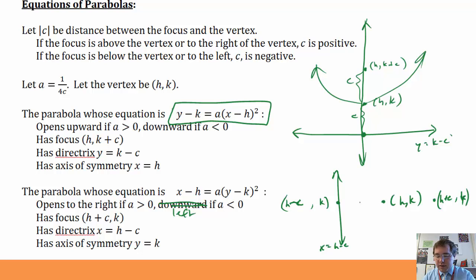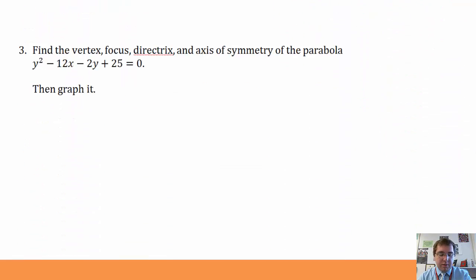Axis of symmetry then is the horizontal line, y equals k, that goes through the vertex and the focus and is perpendicular to the directrix. And my parabola would look like this. You'll get more used to this as we practice it some more.